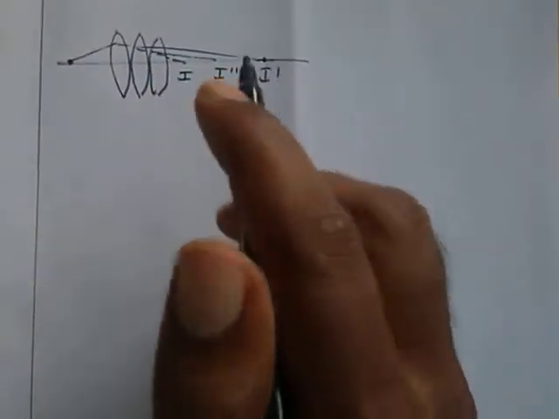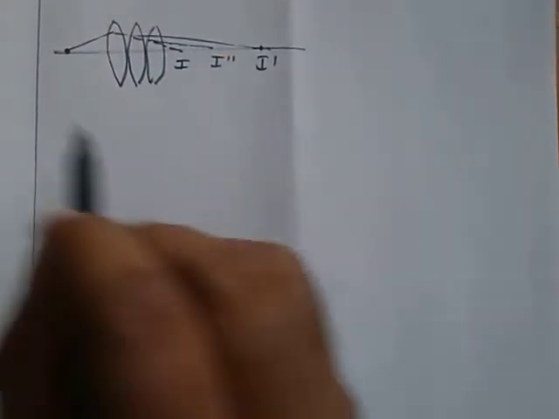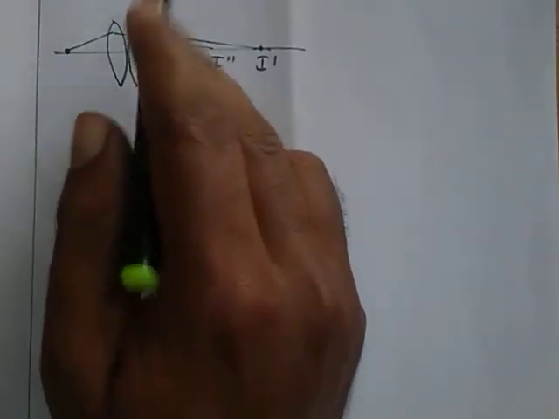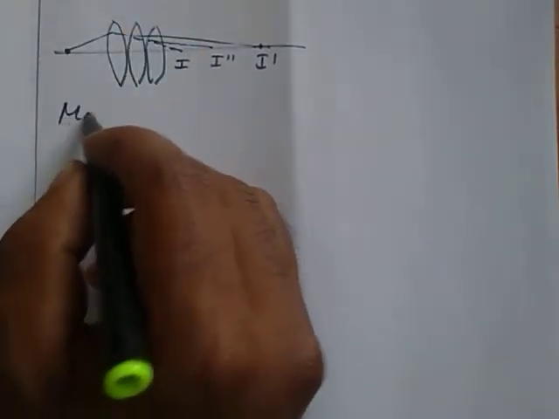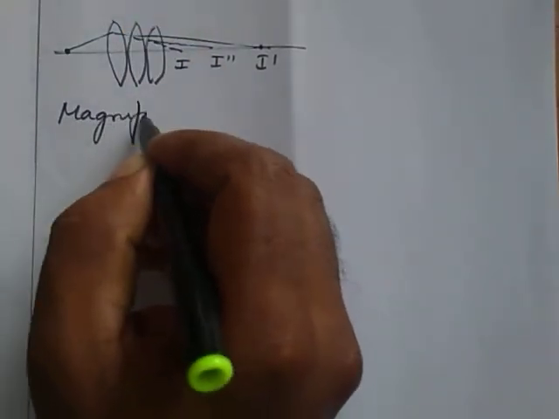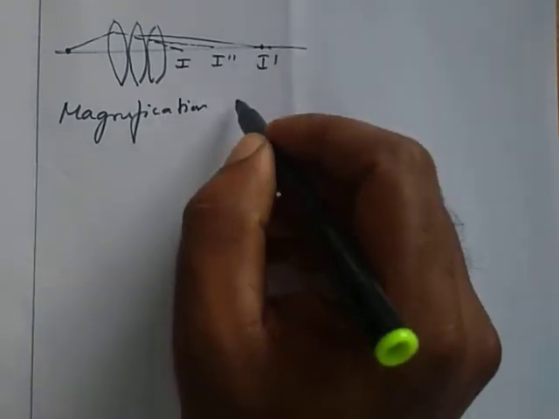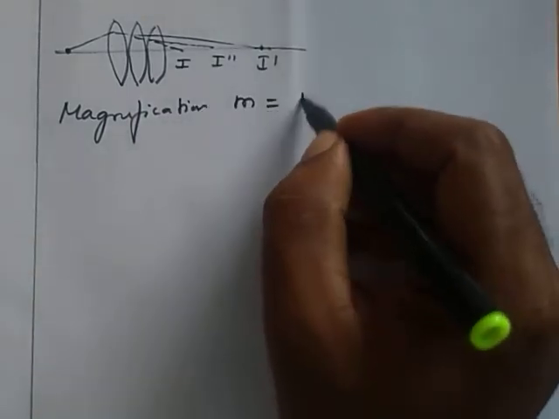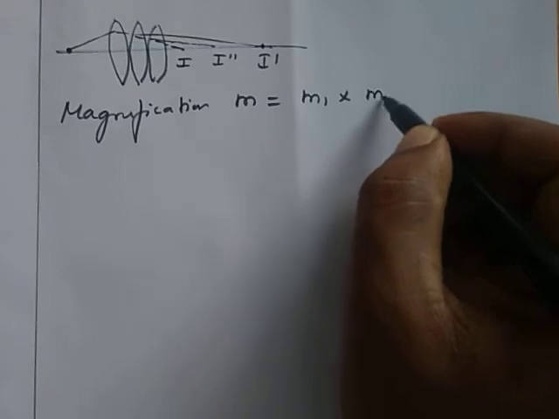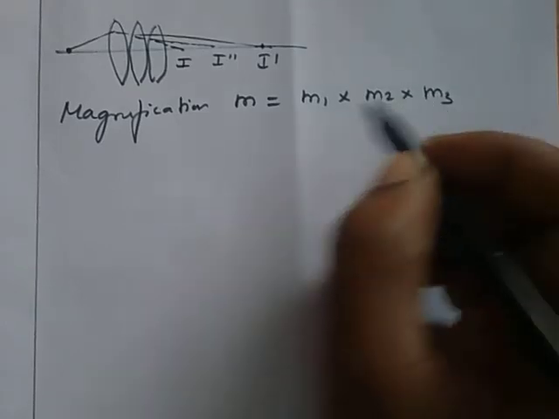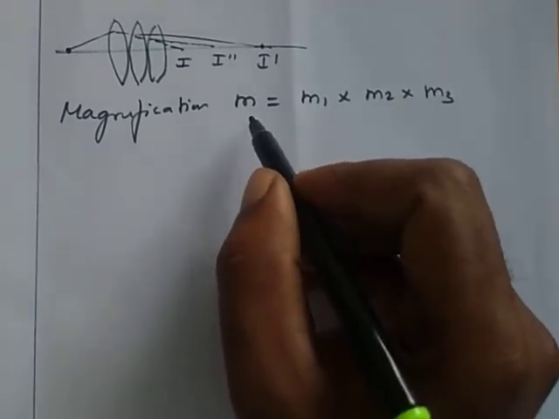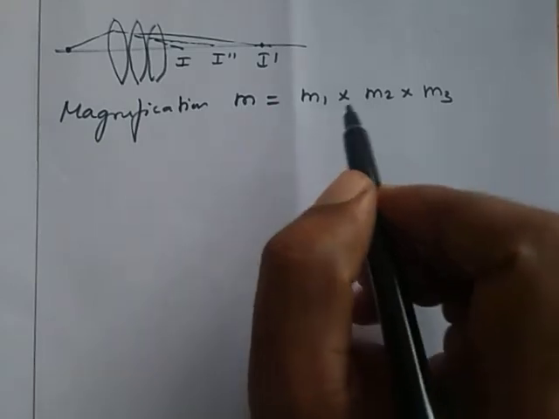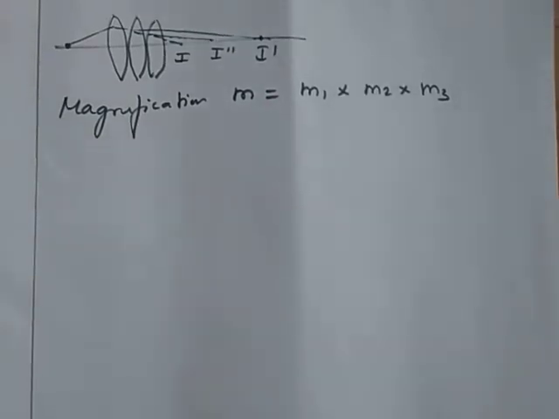Then the magnification m of the combination of these lenses is m equals m1 into m2 into m3. Here the magnification of the combination is the product of the magnifications of the individual lenses.